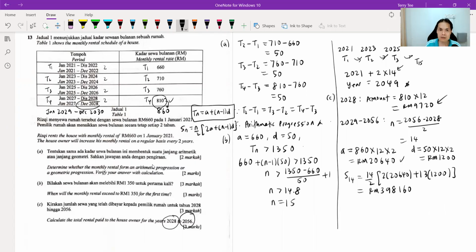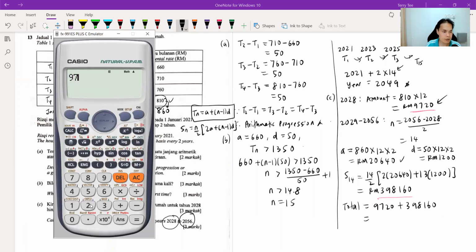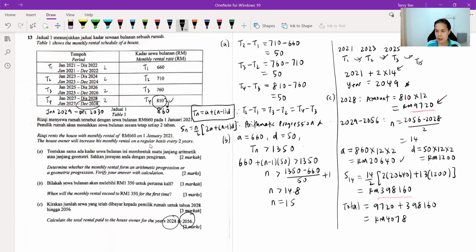We need to add this amount to this amount to find your total. Wow, this is long. So my total amount will be 9720 plus 398160. Let's count. 9720 plus 398160. What's your answer? 407,880.